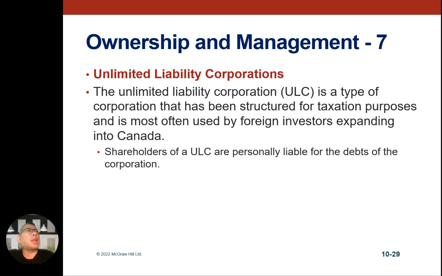Then the Unlimited Liability Corporation, which is ULC, is a type of corporation that has been structured for taxation purposes and is often used by foreign investors expanding into Canada. So this is a specialized corporation for expanding into Canada. The shareholders of a ULC are personally liable for the debts of the corporation. This is no good. You don't want to have unlimited liability. If you got sued, with unlimited liability, you become personally liable.